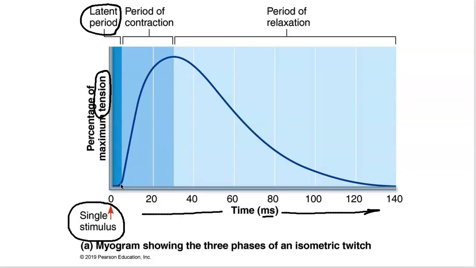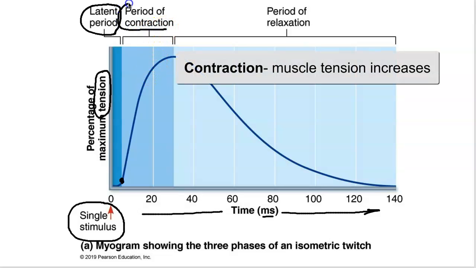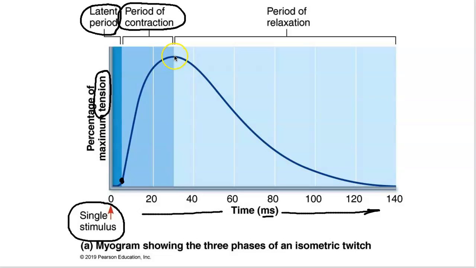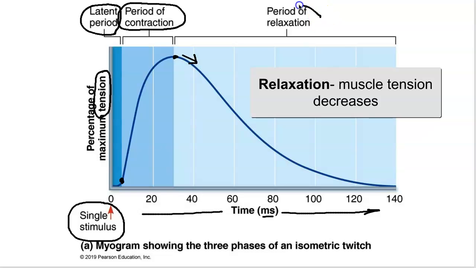But as soon as cross-bridge formation starts to occur, then we can see that tension starts to increase. And as tension increases, this is what's known as contraction. Okay, so contraction is sliding of the thin filaments over the thick filaments. Tension is being produced. Once tension starts to decrease, that's known as relaxation. And we can see that it's going to take longer for the muscle to relax than it does to contract, and that's typical.